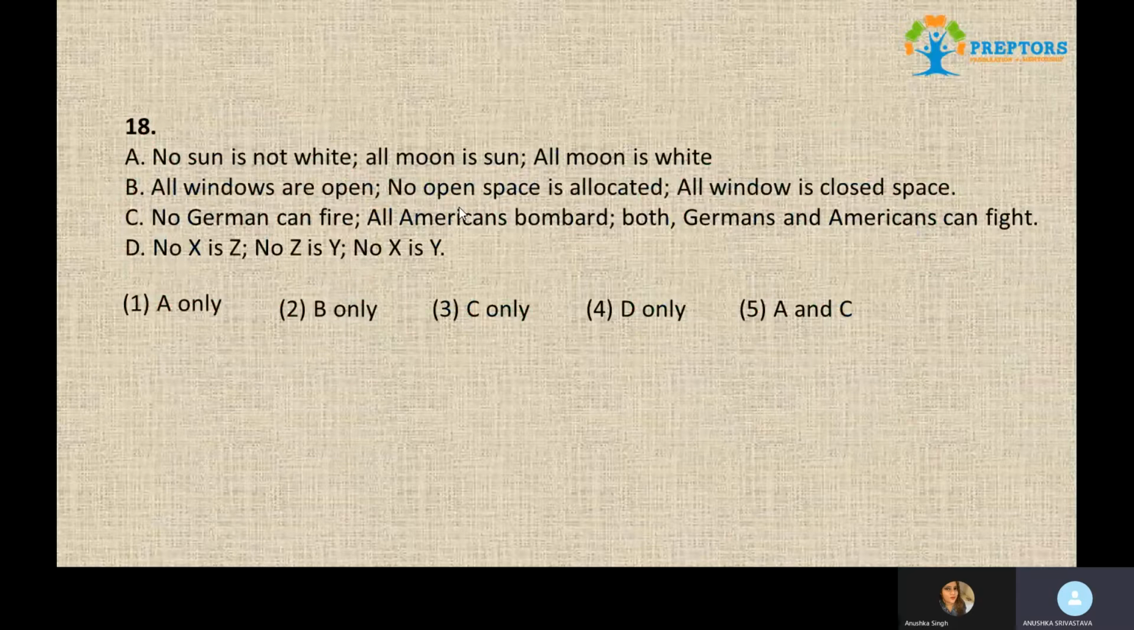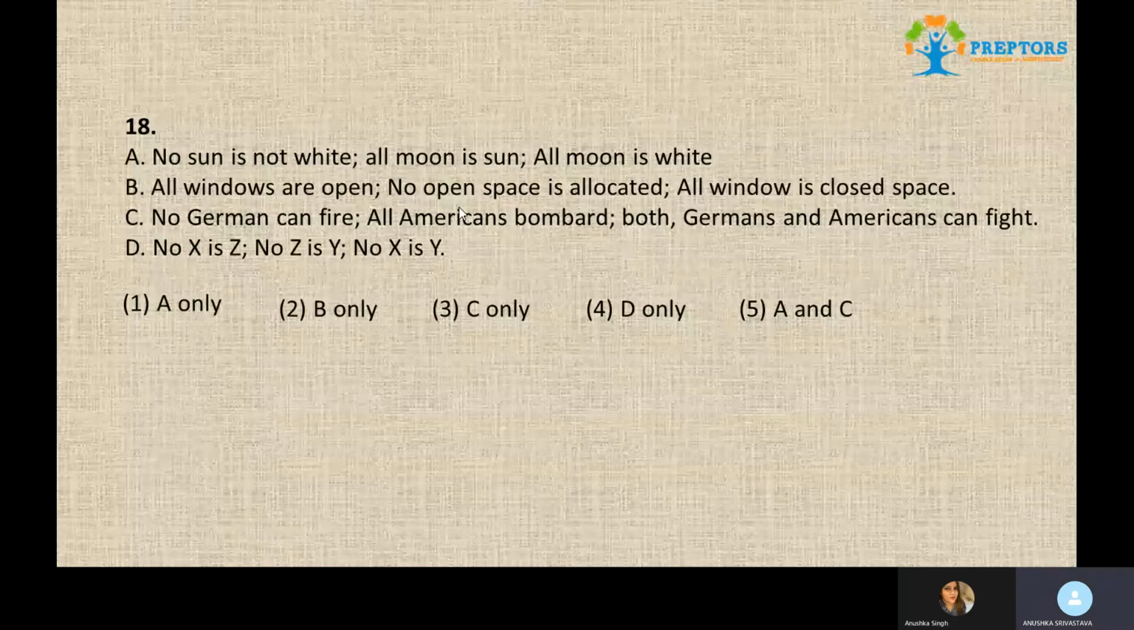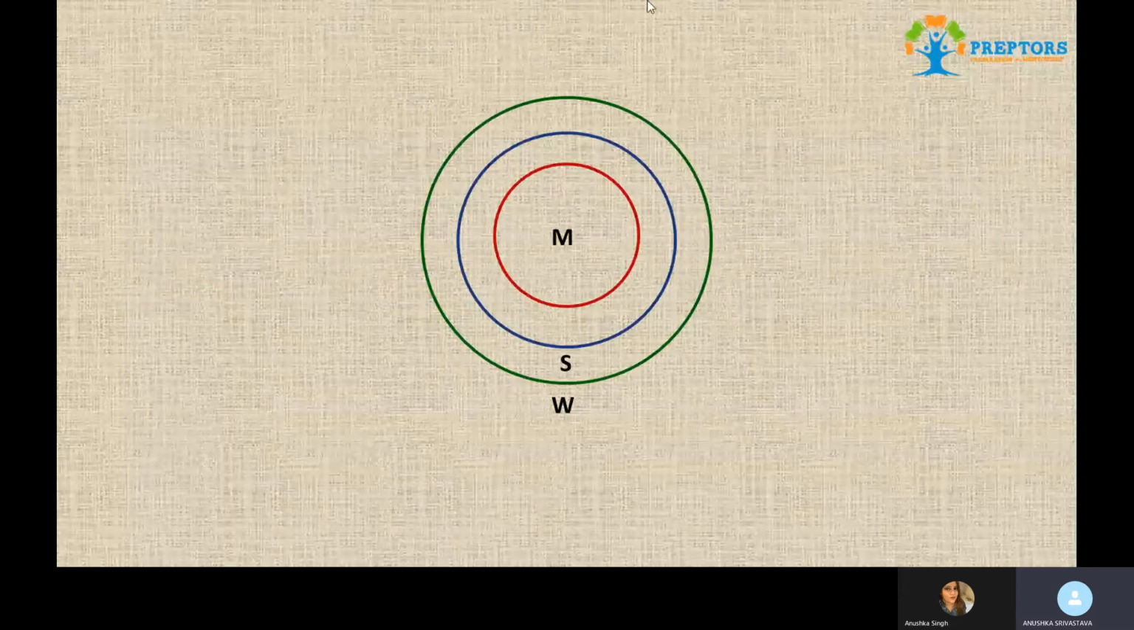If you evaluate question number 18, you will see that in option A, they have given a double negative statement to confuse you. Double negatives lead to positive. So no sun is not white would be all sun are white. All moon thus becomes sun and all moon are white. So 18th, my answer should be option number A only. This is how you will draw it. All moon is sun, all sun are white, so all moon is white.